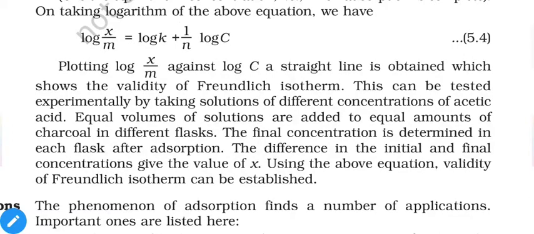Now this can be tested experimentally by taking solutions of different concentrations of acetic acid. Equal volumes of the solutions are added to an equal amount of charcoal in different flasks. The final concentration is determined in each flask after adsorption. How can you find it? Via volumetric titration with NaOH. The difference in the initial and final concentration gives the value of x, and using the above equation, the validity of the Freundlich isotherm can be established.